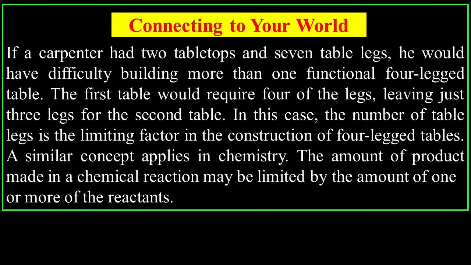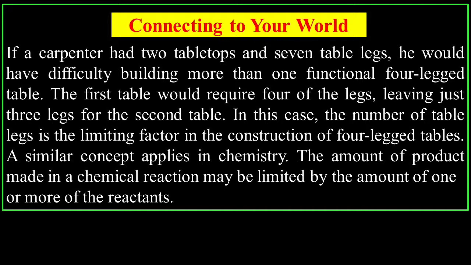If a carpenter had 2 tabletops and 7 table legs, he would have difficulty building more than 1 functional 4-legged table. The first table would require 4 of the legs, leaving just 3 legs for the second table. In this case, the number of table legs is the limiting factor in the construction of 4-legged tables. A similar concept applies in chemistry.